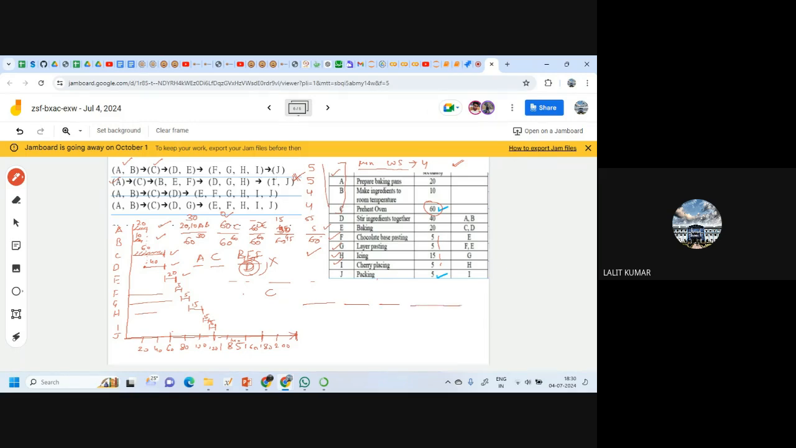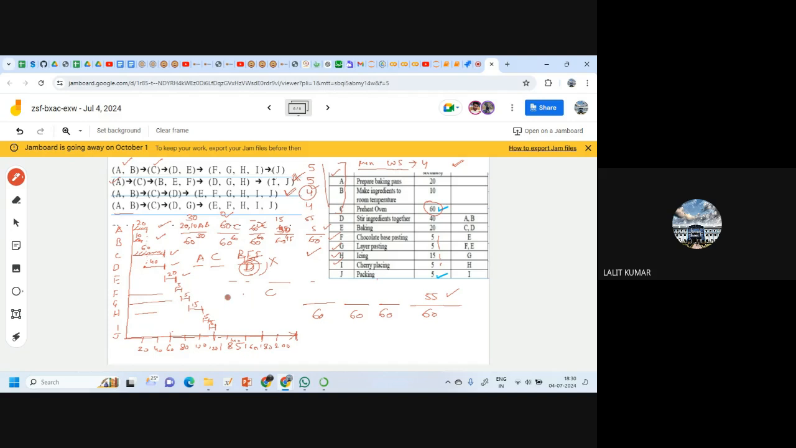Now check E, F, G, H, I, J. So here is 60, 60, 60, 60, 60. E, F, G, H, I, J: 25, 30, 45, 50, 55. And there is no violation of any precondition. So this also can be achieved. And we have found that in 4 workstations we can achieve that.